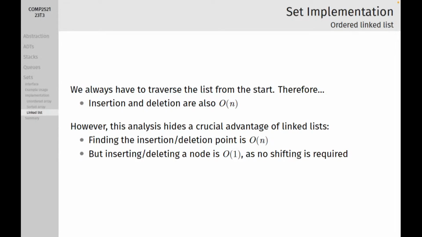But this sort of hides one major advantage of linked lists, which is that finding the point to insert or delete is O(n), because you have to traverse the list. But once you've found the insertion point, you can actually insert and delete a node very efficiently. If you know where exactly to insert or delete the node, all you need to do is rearrange a couple of pointers, and you can insert or delete the node in O(1) time, because you don't have to do any shifting with linked lists.